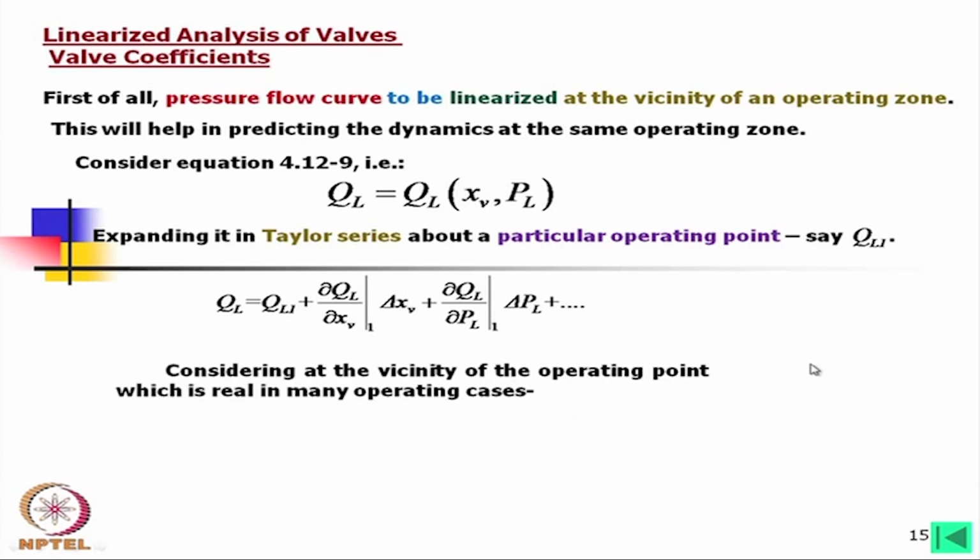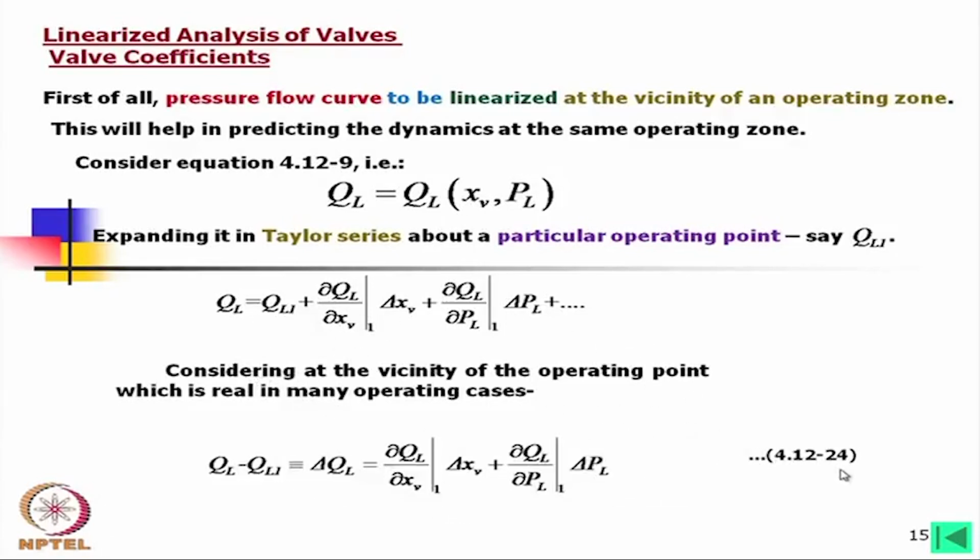Therefore, for that particular operating zone where we need a flow of Q L 1, this will be Q L 1 plus something or minus something. What can we write for that operating zone? We can write Q L minus Q L 1 is equal to delta Q L, that is the difference, which is equal to this part, and we have neglected the other part. So, equation 4.12.24 is very useful in valve analysis. In fact, we should remember this equation.